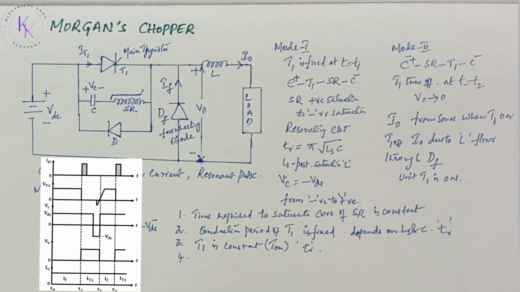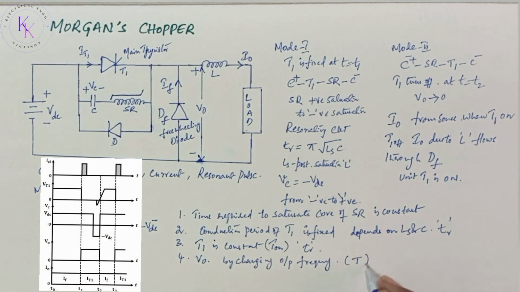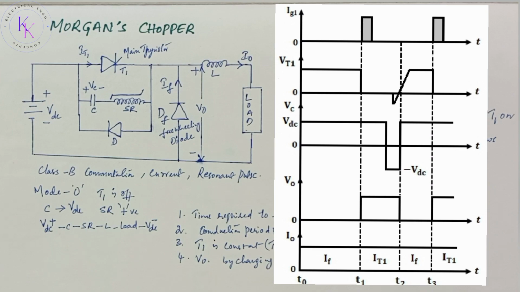The fourth key point is that the average output voltage V0 can be varied by changing the output frequency or the time period T. This is regarding the Morgan chopper working. You can observe the different states of the time in the waveforms.